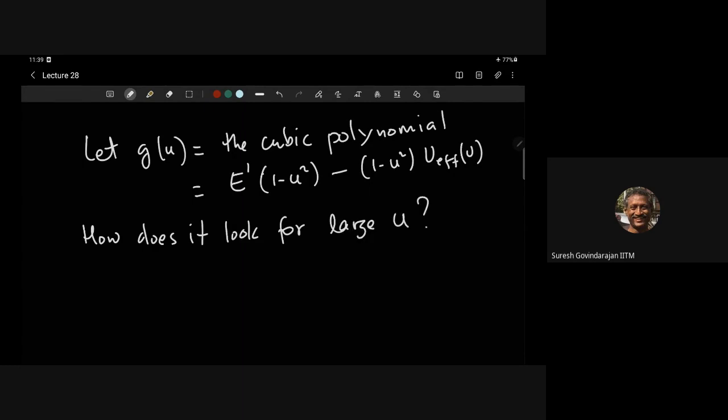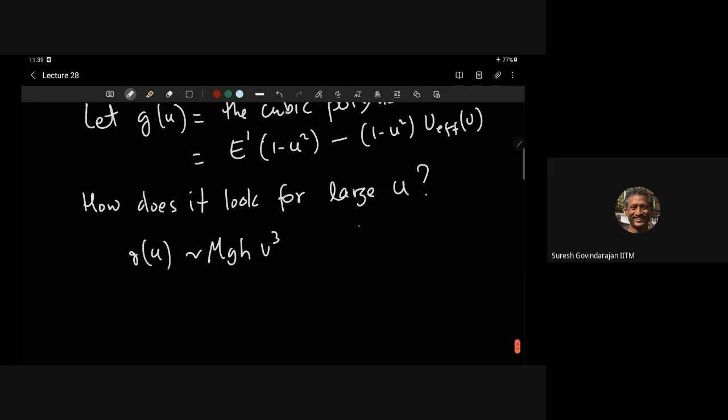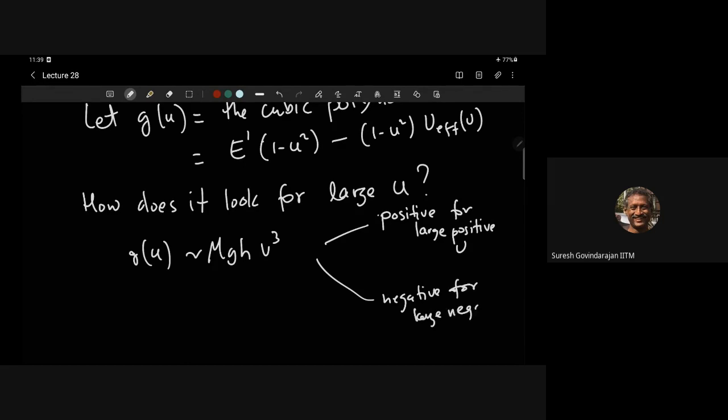The cubic term will obviously dominate, and so that just becomes g of u equals minus m g h u cubed. So this is positive for large positive u, and negative for large negative u.